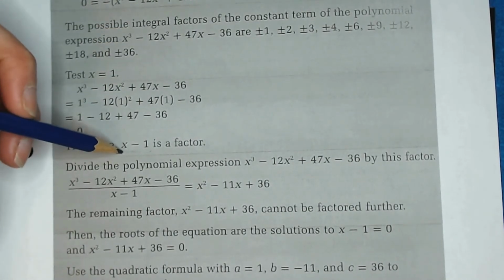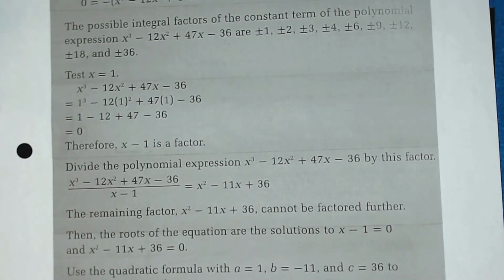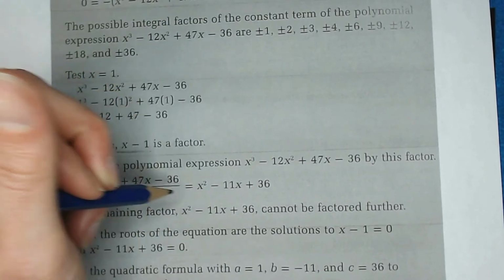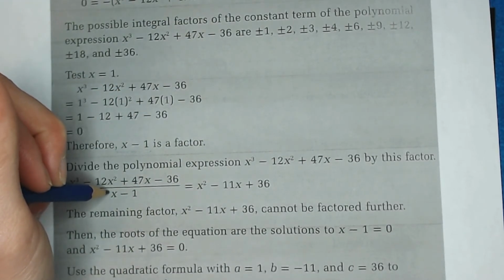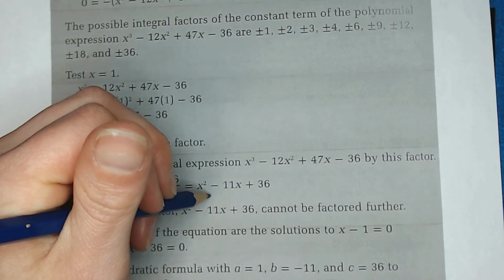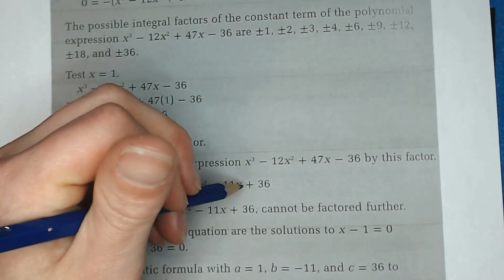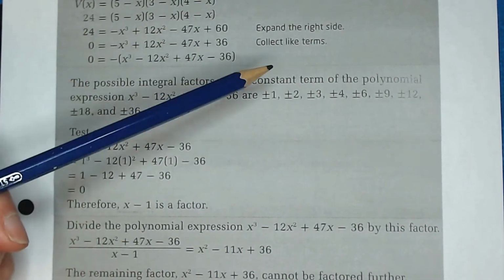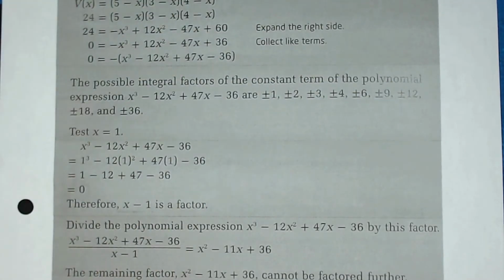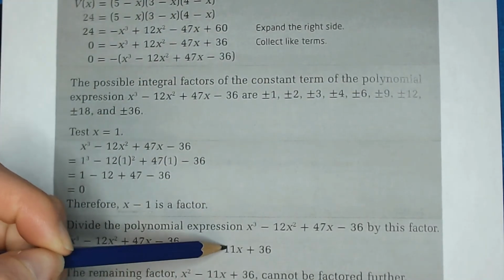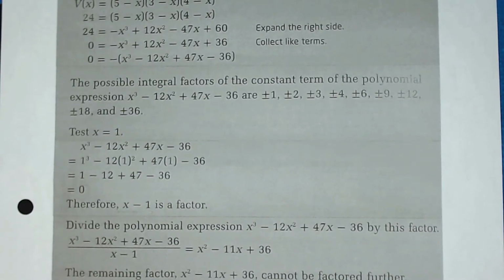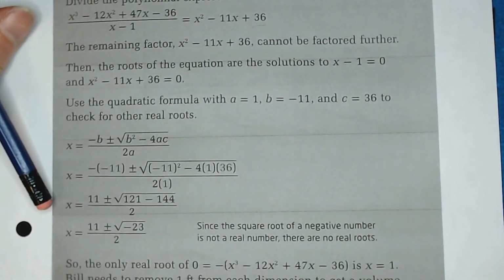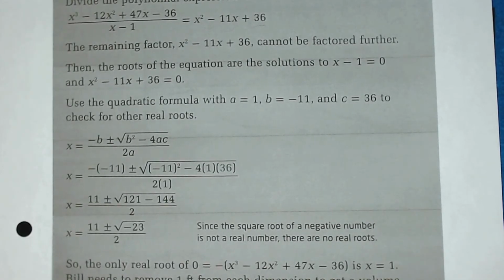Once we know that's a factor, we divide the polynomial by it, and what you're left with is x minus 1 times x squared minus 11x plus 36. Now if you look back at the factor pairs of 36, none of these plus or minus added together will give you negative 11x. So in this circumstance, you have to use the quadratic formula, and you should be familiar with it already.